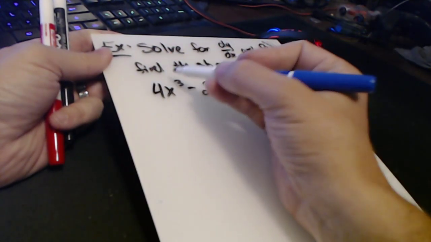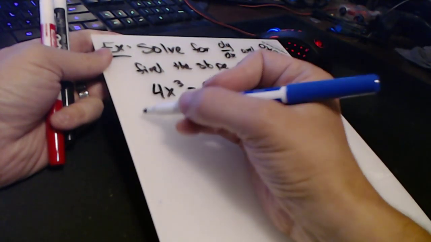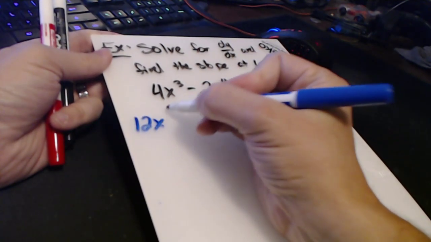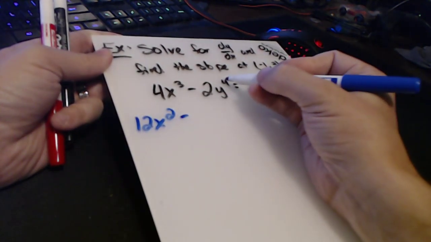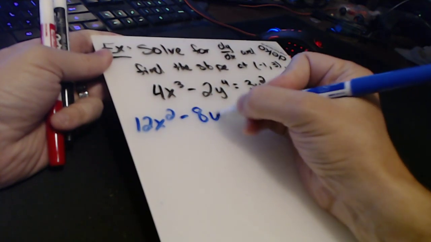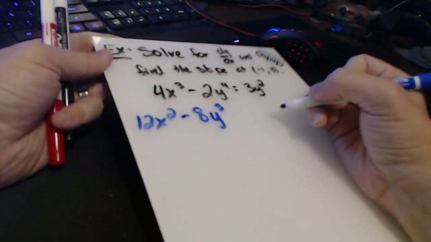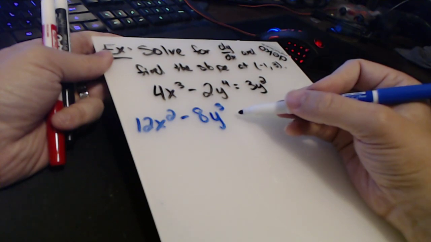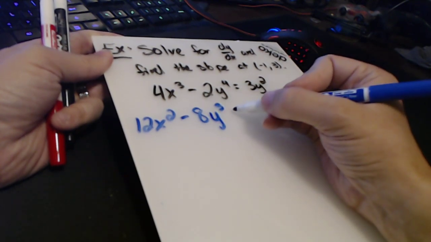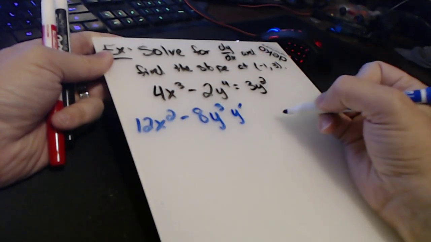So again, when you're doing power rule, remember this comes forward, then you minus 1, so you get 12x squared minus 4 times 2 is hopefully 8, y to the third. The other way you can go through and write this is, instead of writing dy/dx, sometimes people like to write y prime.